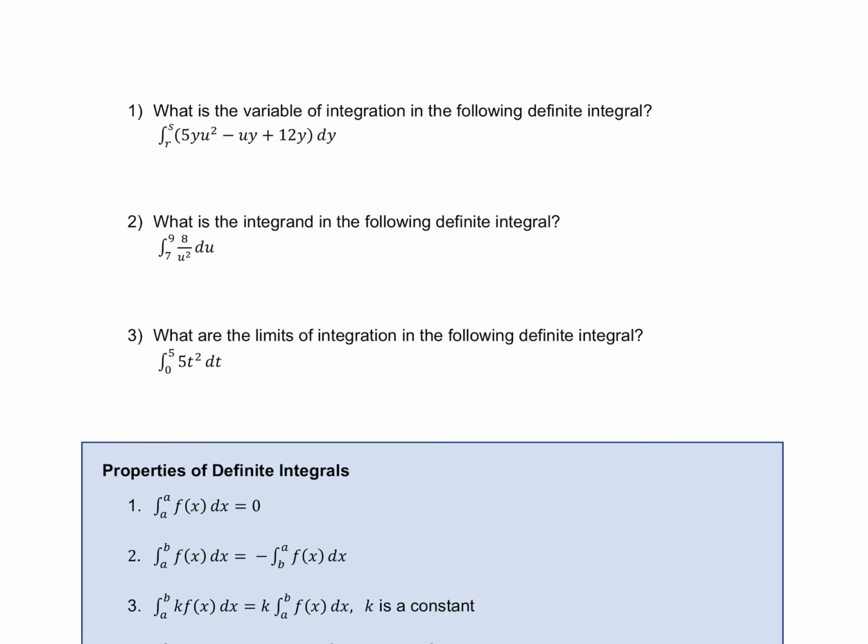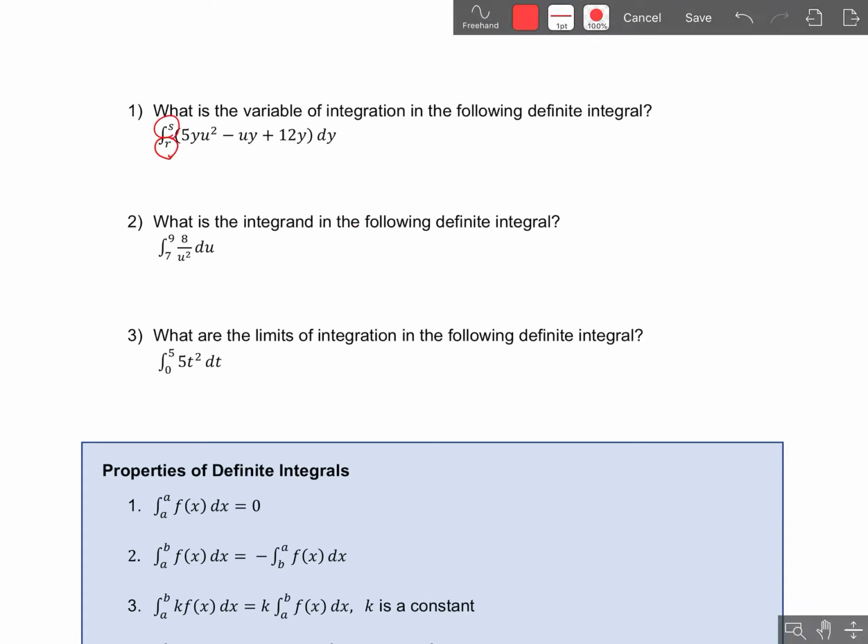And now, just to test that we know the terms that are involved, let's talk about these first three problems. In problem 1, it says, what's the variable of integration here? There are 4 variables in this expression. So there's r, there's s, there's u, and there's y. So we need to decide which one of these is the variable of integration. S and r are the limits of integration, or the bounds for this integral. So those are not going to be what we're integrating with respect to.